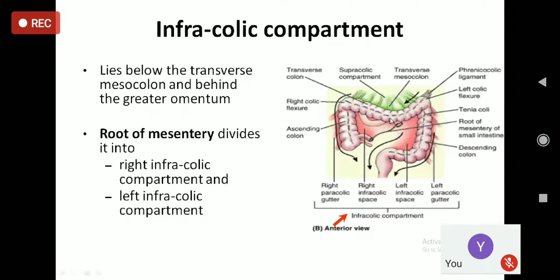Just below the transverse colon and the transverse mesocolon is the infracolic compartment. It lies below the transverse mesocolon and behind the greater omentum. The root of the mesentery divides it into two parts. Here we can see the attachment of the root of the mesentery, which is obliquely attached from the left side of L2 to the ileocecal junction. So it divides it into the right infracolic compartment and the left infracolic compartment. The right infracolic compartment is this triangular space, and the left one is open to the pelvic cavity.